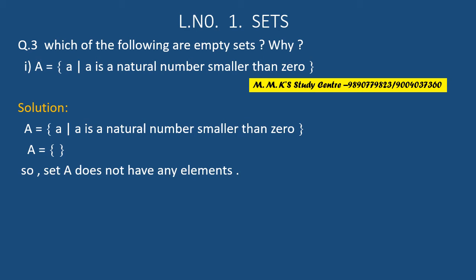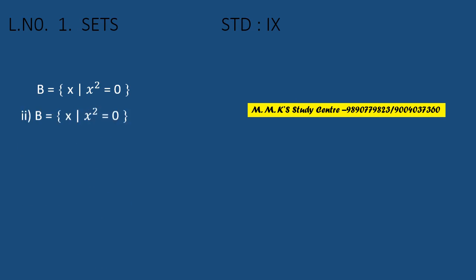So set A does not have any elements, and that's why set A is an empty set. Okay children, so we'll go for the next second sub question. The question is: B is a set of x such that x square is equal to 0. In the solution, we will write the question once again.